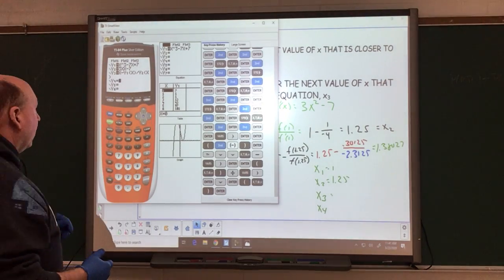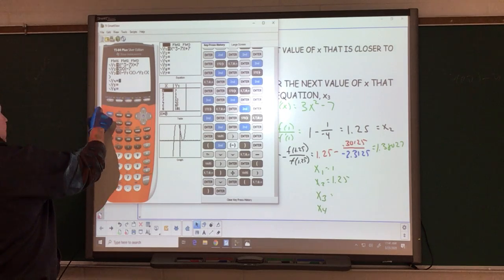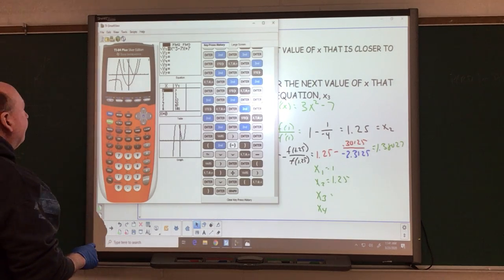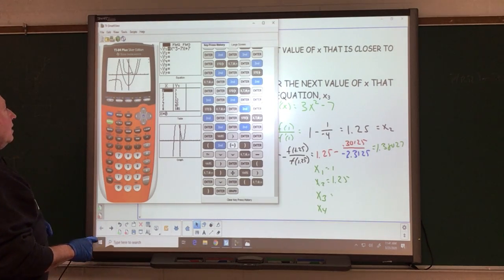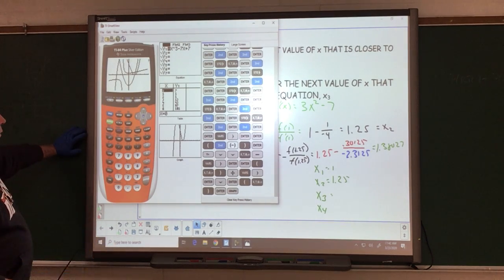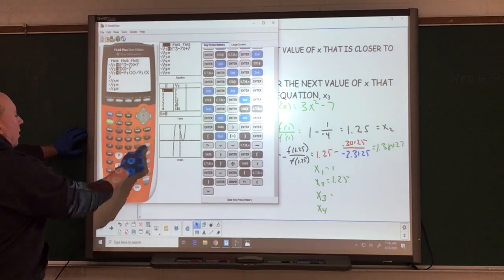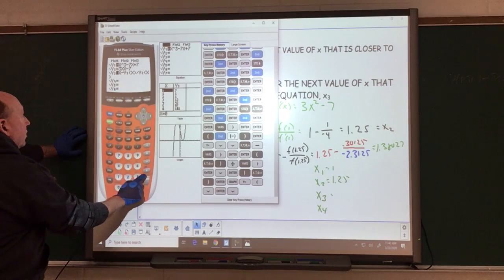If we take a look at our graph, what does my graph look like? Oh my, I should have turned off my other functions. Oh, that's nuts. Alright, let's go to my y equals, let's turn off the bottom two functions.